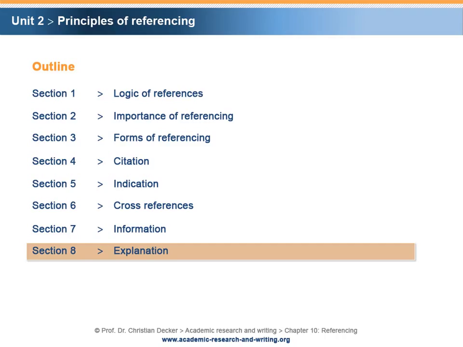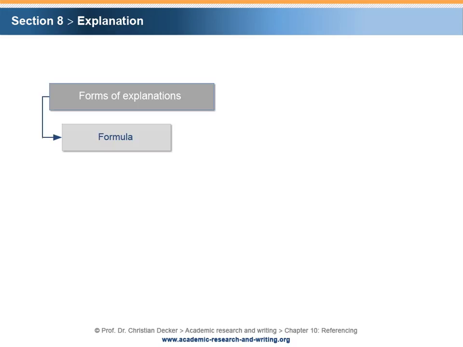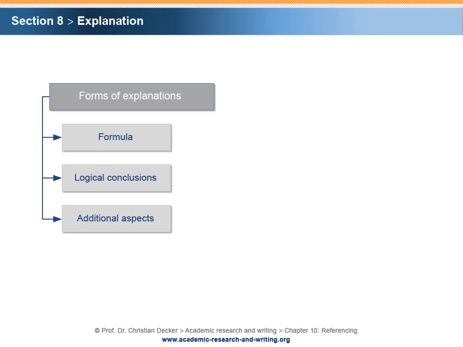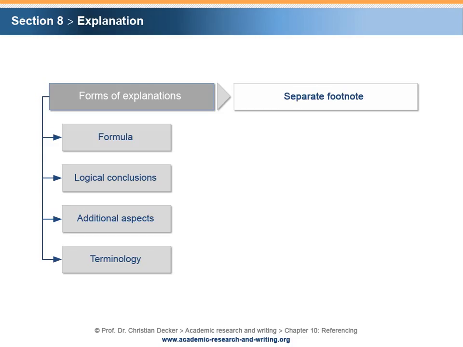Section 8. Explanation. In a research paper, one may find different forms of explanations that address formulas, logical conclusions, additional aspects, or specific terminology. The reference type explanation is placed in a separate footnote. However, there are certain restrictions.